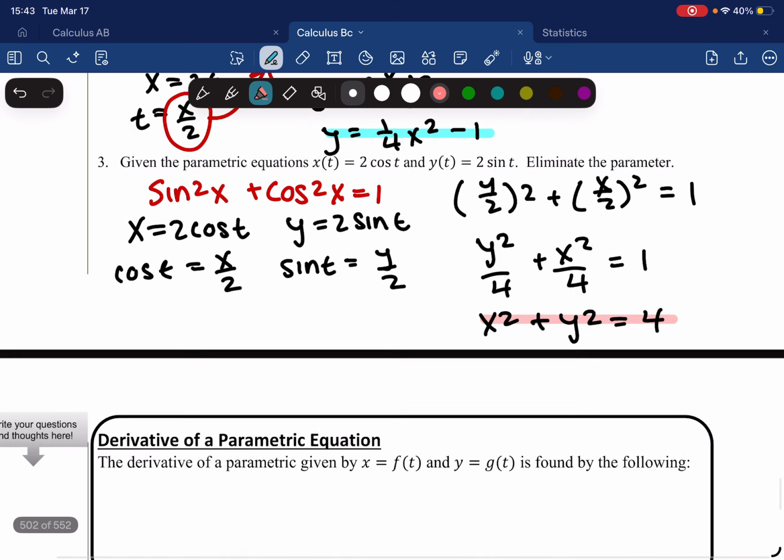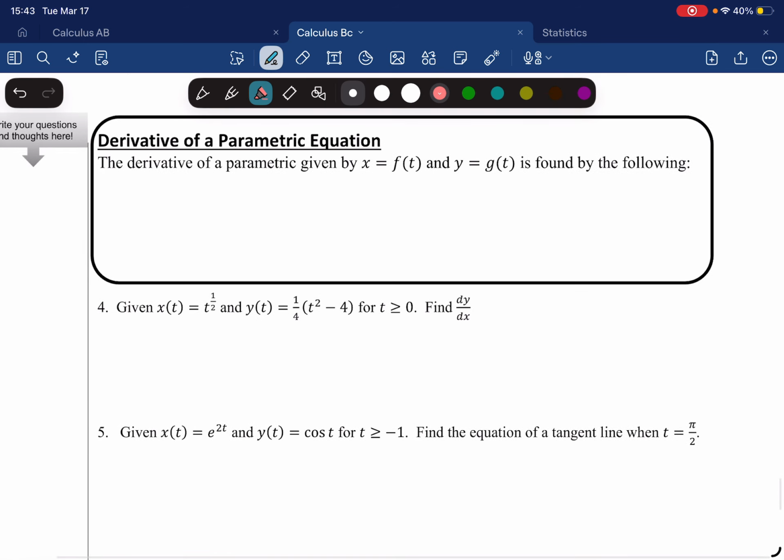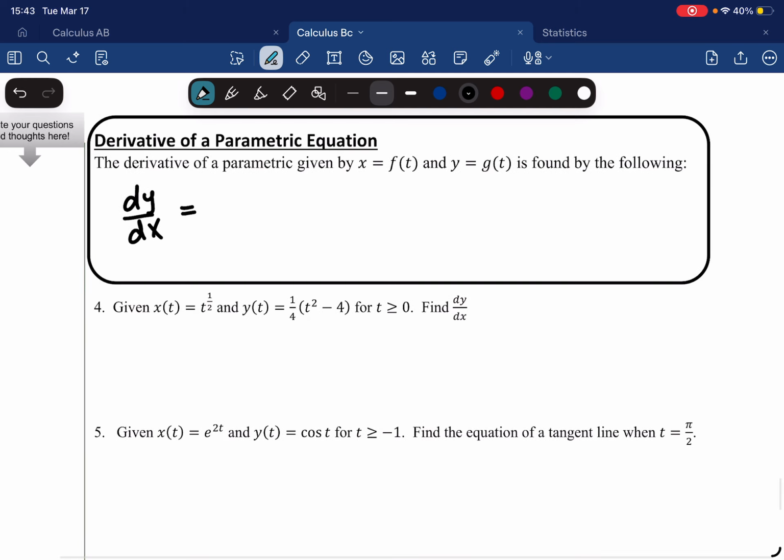So now moving on to the calculus part of parametric equations, and that is us learning how to find the derivative of these equations. So the derivative of a parametric equation, what we're trying to find is dy dx. So dy dx is going to be dy dt divided by dx dt, where dx dt cannot equal 0. Makes sense, it's a fraction.